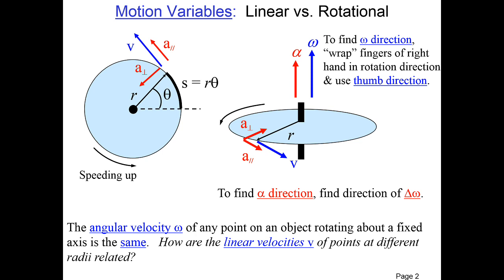Now, if you know the angular velocity vector, then the angular acceleration vector will be in the same direction if the angular velocity is going faster, and the angular acceleration will point in the opposite direction if the angular velocity is slowing down. It's just like position and acceleration, or velocity and acceleration.